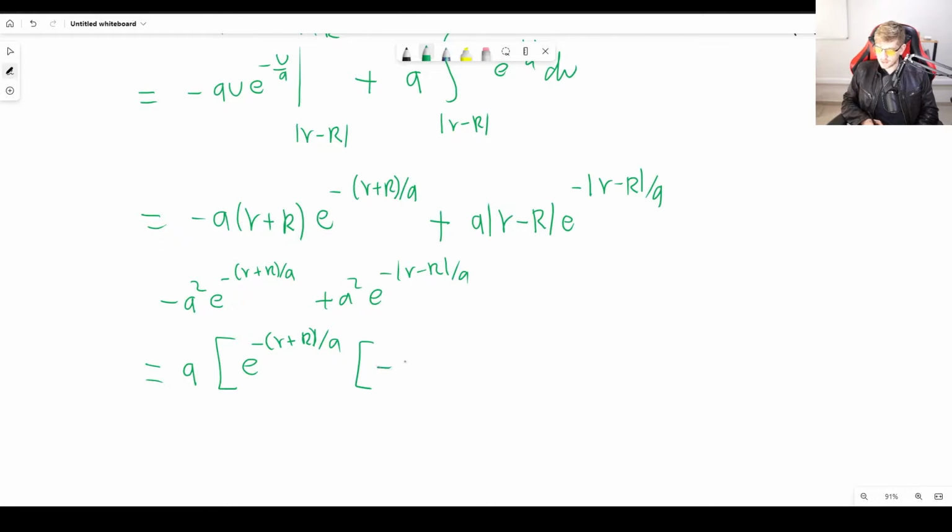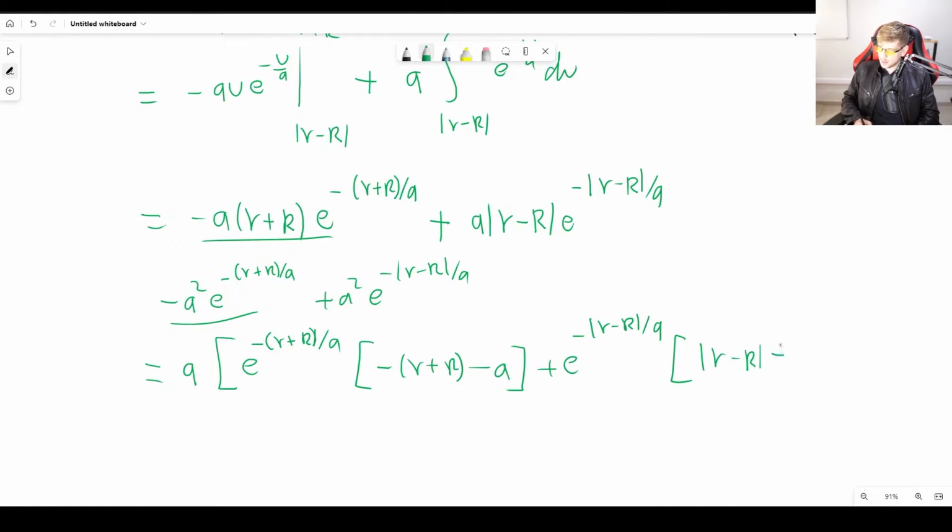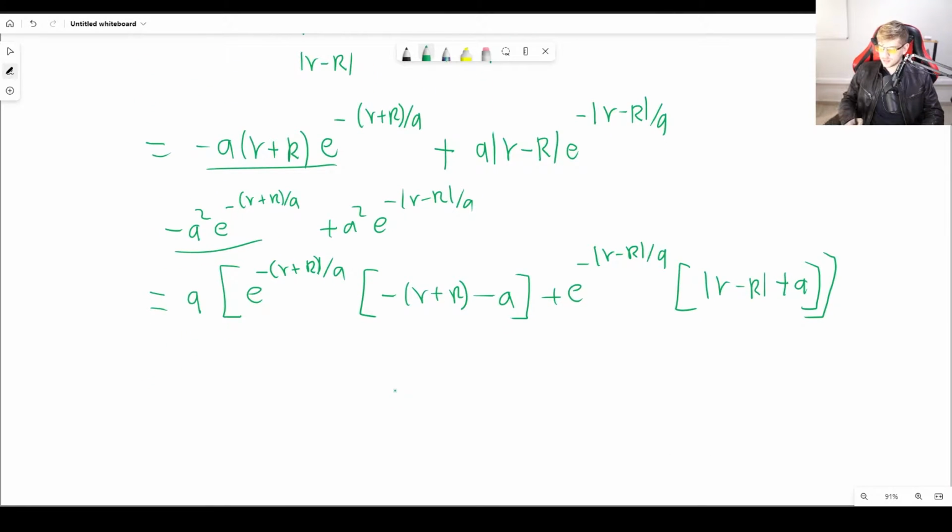So minus r plus r. And so that's this part. And then we have this. So we get minus a. And then we can factor out all the other ones. So e to the minus absolute value of r minus r over a. And if we do that, we get r minus r here. So absolute value of r minus r plus a. Okay, and there's minor adjustments we can make here. So we can factor out a minus sign here, for example. It isn't a huge deal, but it's gonna make it a little bit prettier.